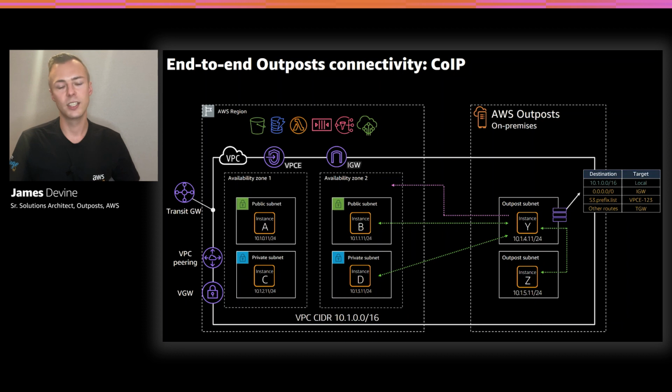Another example, we can have some other routes potentially to other VPCs running within the region and have routes that point to the transit gateway. Again, that's running in the region. That component doesn't run on the outpost.